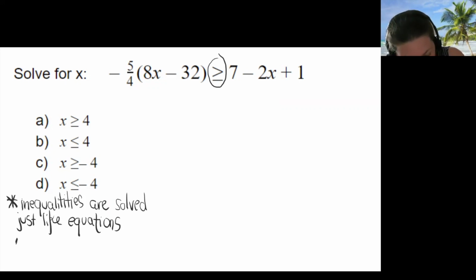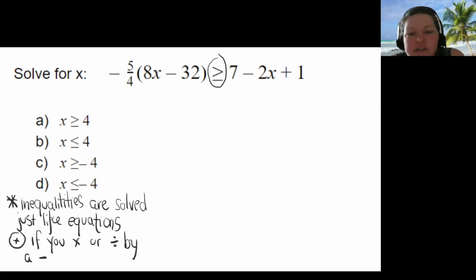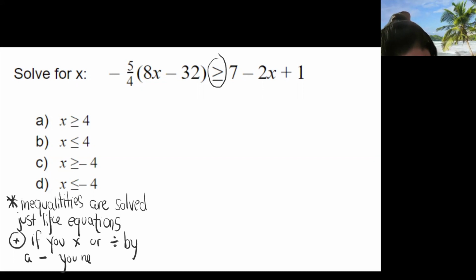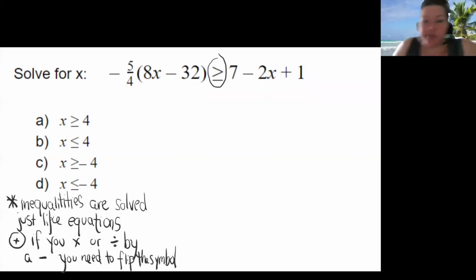One more thing to know, and that is that if you multiply or divide by a negative, it flips the relationship between the 2 sides. So you will need to flip the inequality symbol. Imagine this was an equal sign. What would you do first? We multiply 5/4. Thank you.